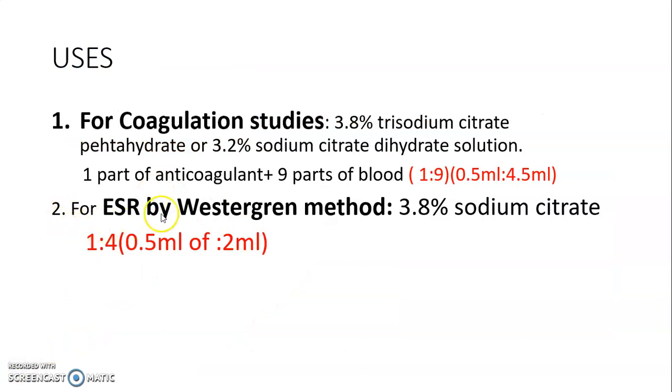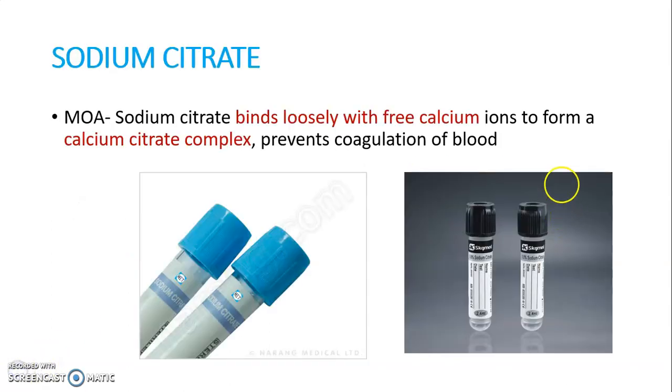The second use is for ESR estimation by the Westergren method. Here 3.8% sodium citrate is used in the ratio 1:4. That is, 1 part of anticoagulant and 4 parts of blood: 0.5 ml of sodium citrate and 2 ml of blood. This black-topped sodium citrate Vacutainer is used for ESR estimation by the Westergren method.